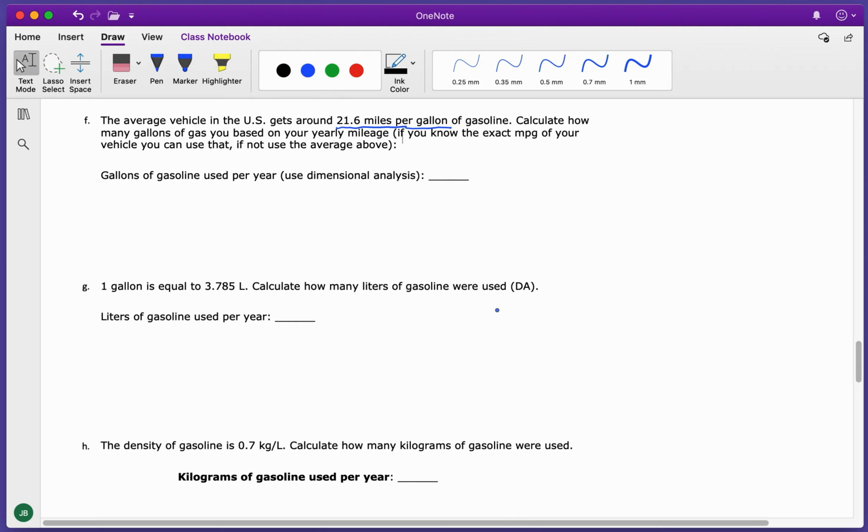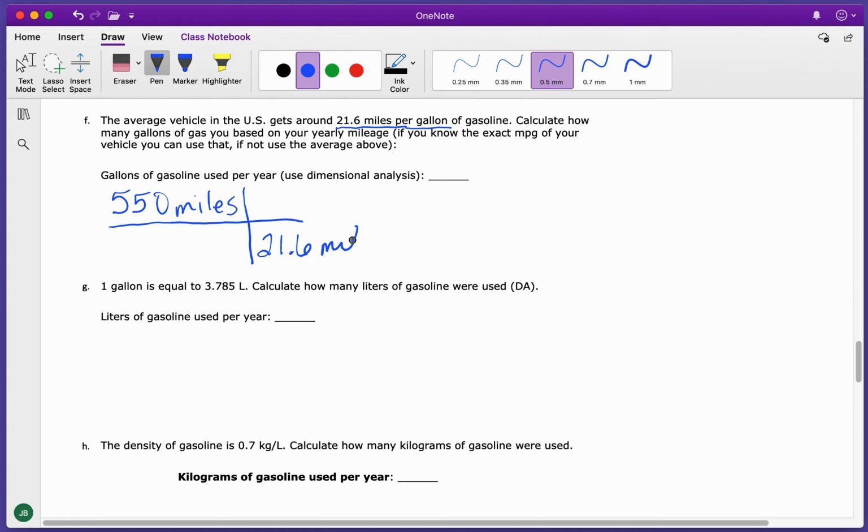So if, let's say, I drive 550 miles a year, I'm going to put that up in that top left. And then I'm going to go ahead and use my 21.6. So I want to put 21.6 miles, and then 1 gallon here. Then I'm going to do my calculation.